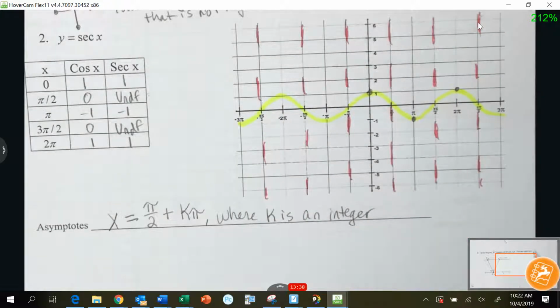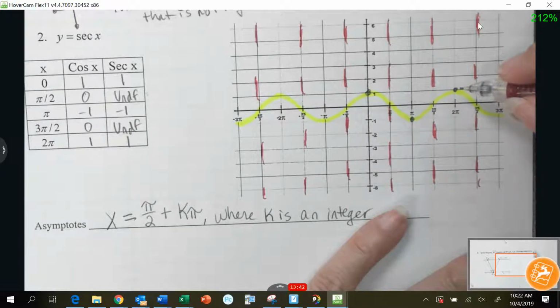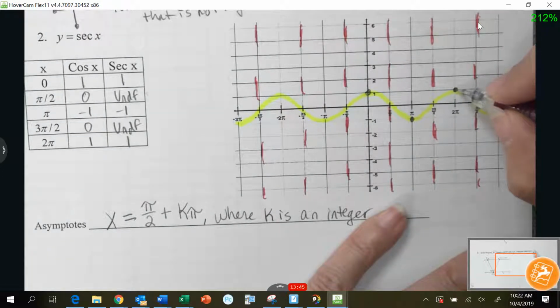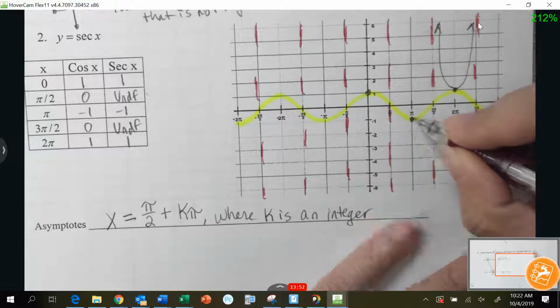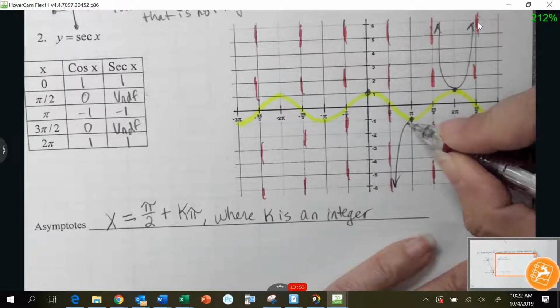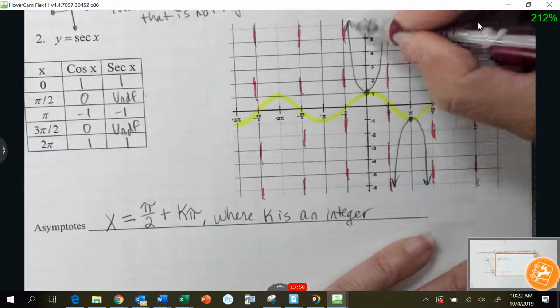The secant is a lot like the cosecant, where there's going to have that relative maximum right here for your secant. This is just going to go the opposite direction. So just like sine and cosine look a lot alike, cosecant and secant look a lot alike.